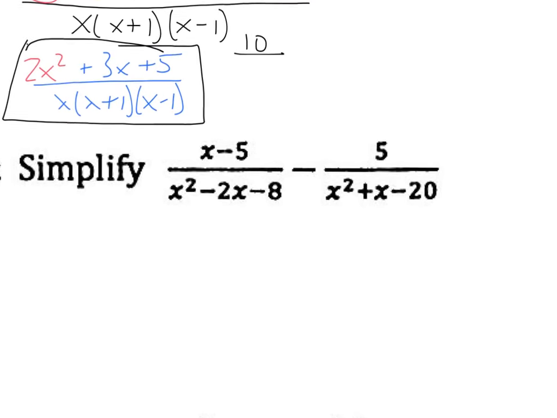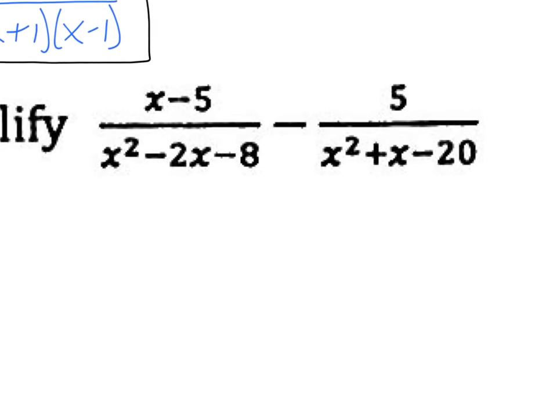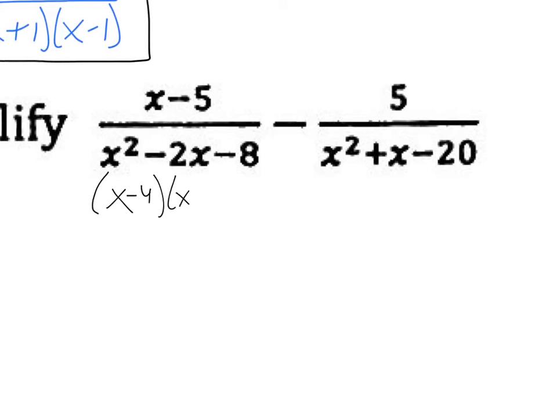So look at example 2. When you are adding and subtracting, you cannot add and subtract first. You have to get common denominators. Well, to do that, I look at my denominators and factor if need be. So this bottom one factors into x minus 4, x plus 2. Okay. Over here, I need to find what multiplies to negative 20 and adds up to 1. So x plus 5, x minus 4.